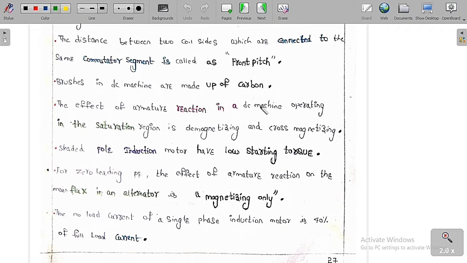So the effect of armature reaction in a DC machine operating in the saturation region is demagnetizing and also cross-magnetizing. In the unsaturated region, there is no demagnetization, there is only cross-magnetization. Whereas in the saturation region, there is both demagnetization and cross-magnetization.